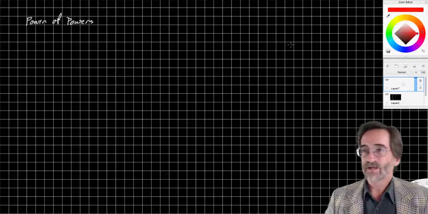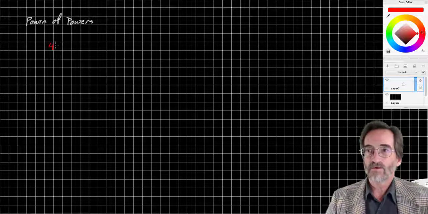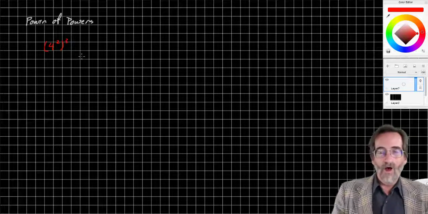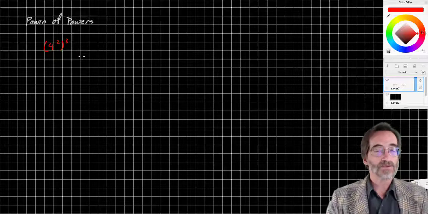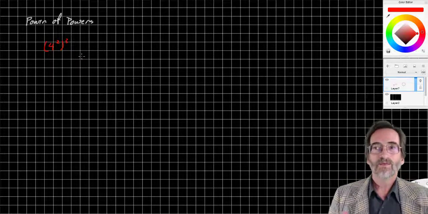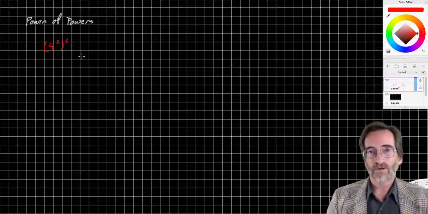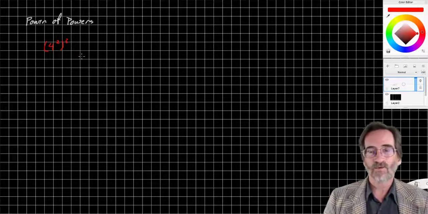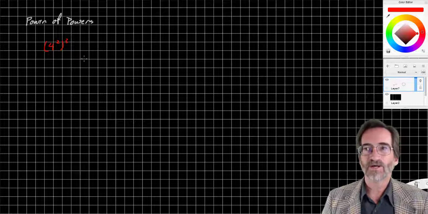So that is to say it's something like this, 4 to the second, all raised to the third. 4 to the second to the third. Now, to explain this, I'm going to write it in expanded form, and then I'm going to shorten it. We're going to learn the shortcut because you don't want to have to expand it all the time.